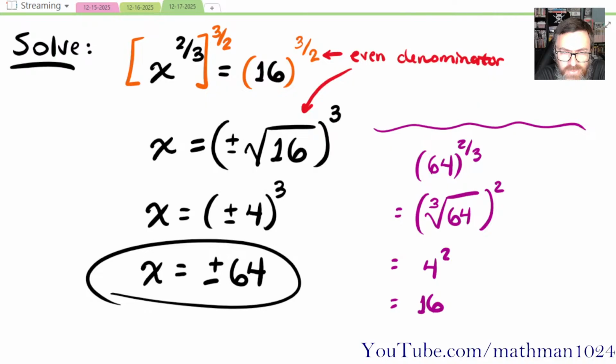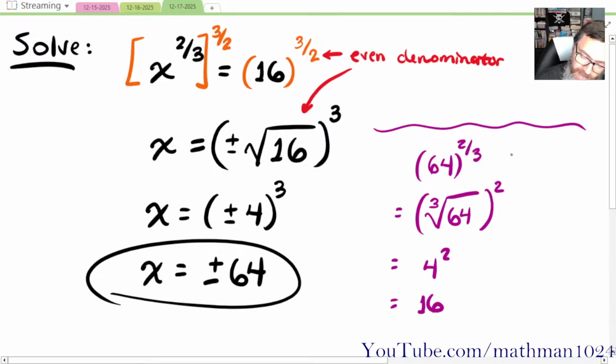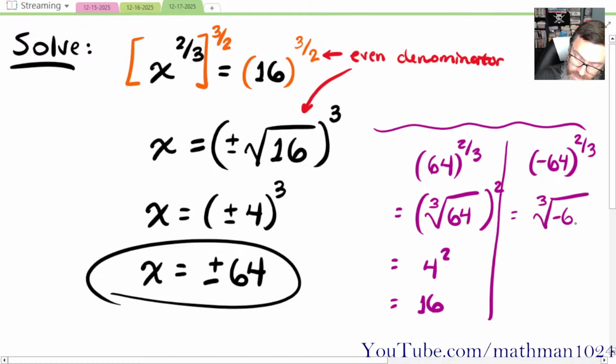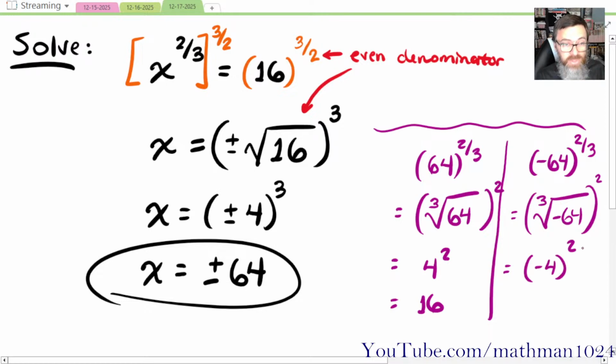The second root, square root. And we don't really say second root, we just say square root. If I plug in negative 64 into this, this means that you're doing the cube root of negative 64, and then you square that. Well, the cube root of negative 64 is negative 4. Now that's in parentheses. And then you square that, and you still get positive 16. So we have two solutions here, positive or negative 64.